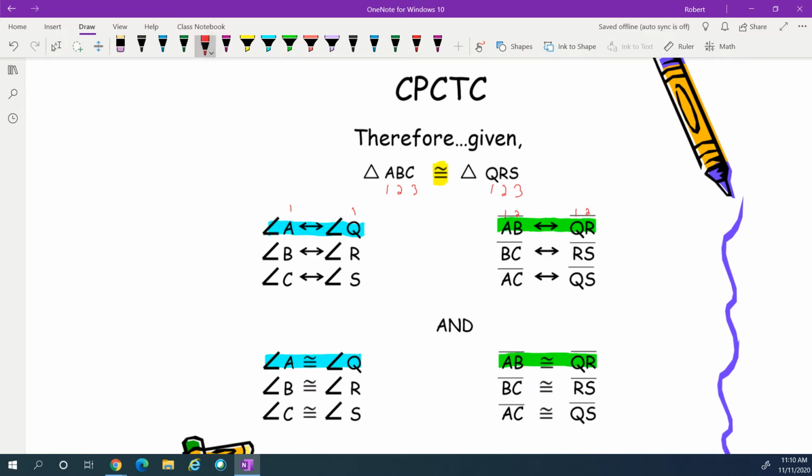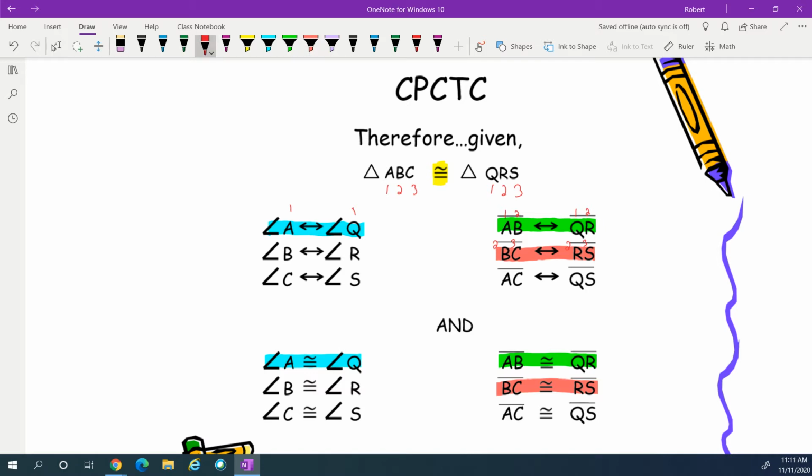So look at the next one, BC. BC, if we look at our numbering, goes from 2 to 3. 2 to 3. Well, we have to match that from the other triangle. R is letter 2, S is letter 3. So segment BC corresponds to segment RS, which means segment BC is congruent to segment RS. This is called corresponding order. We put the letters in the same order.